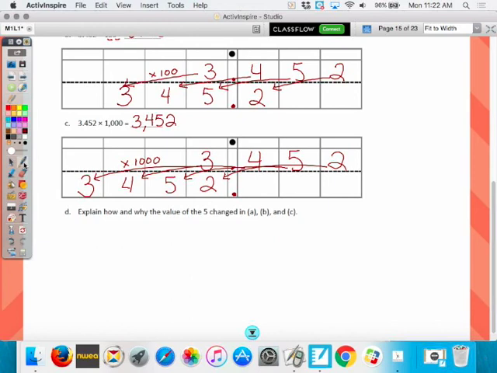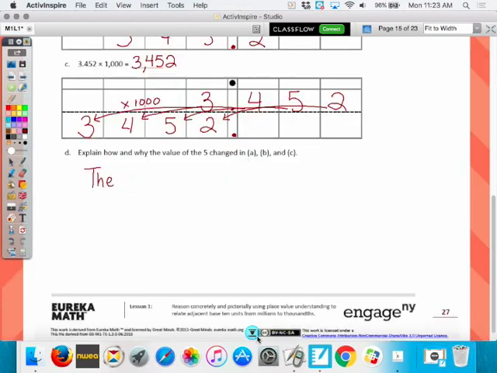All right, so let's answer this question. Explain how and why the value of the 5 changed in A, B, and C. Well, let's talk about how it changed. Did it increase or decrease? Increase. Okay, so let's start with that. The value, I'll move this up so you can see it better.